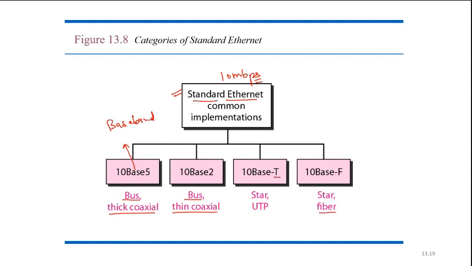So this is coaxial cable. This T stands for twisted pair. UTP we have already seen, the type of twisted pair. These two will be using the star topology, and these two will be using the bus topology. So these are the different implementations of the basic standard Ethernet.